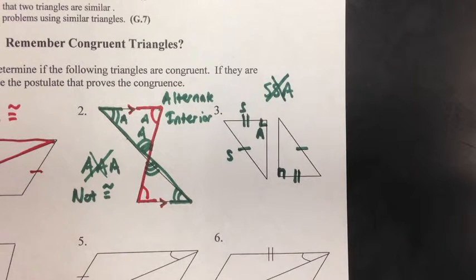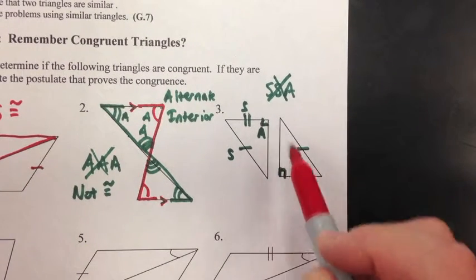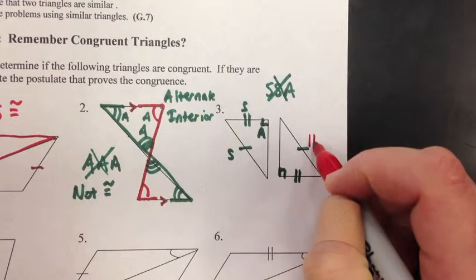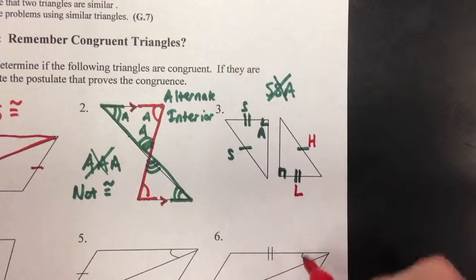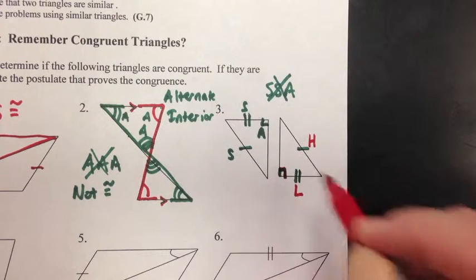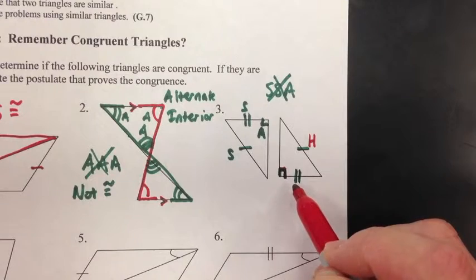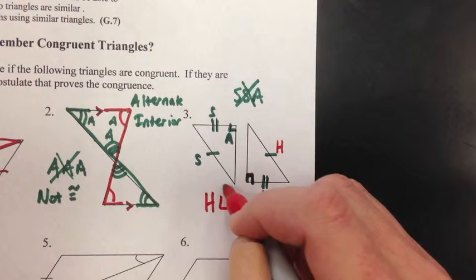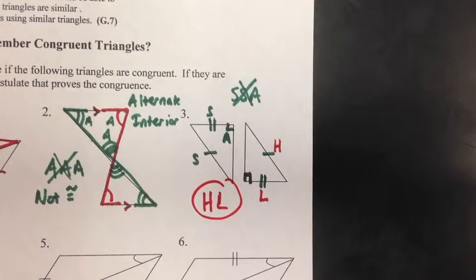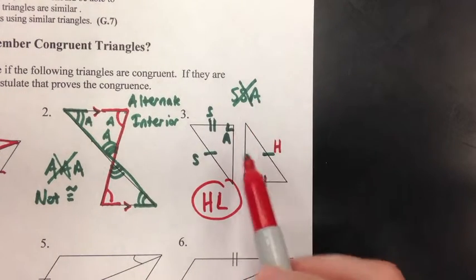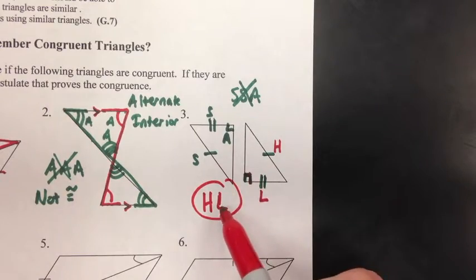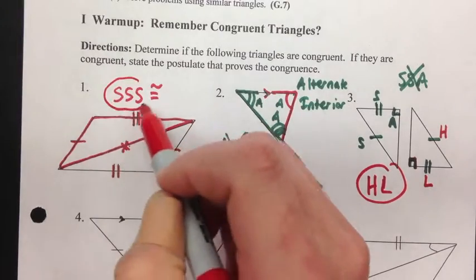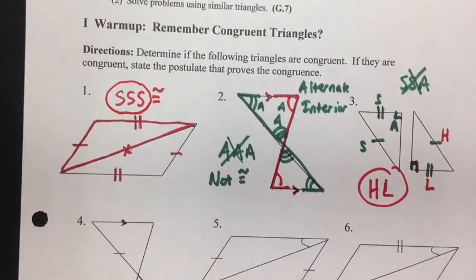However, there is a special case when you have a right angle, when it's a right triangle, and we call this side the hypotenuse, and this side is called a leg. When you have a right triangle, this is actually enough to prove triangles congruent. So we call that HL. Hypotenuse leg works. Side-side angle does not, but if it is in a right triangle, we call it hypotenuse leg. That actually works. Alright, so number 1 was side, side, side. Number 3 was hypotenuse leg.